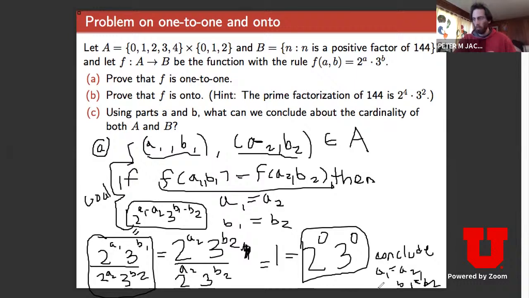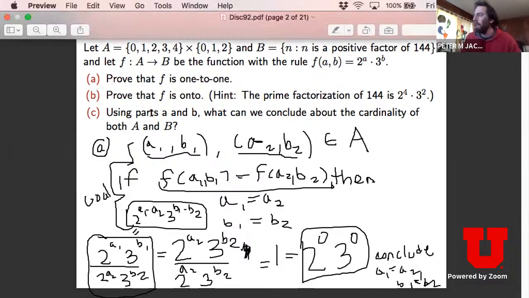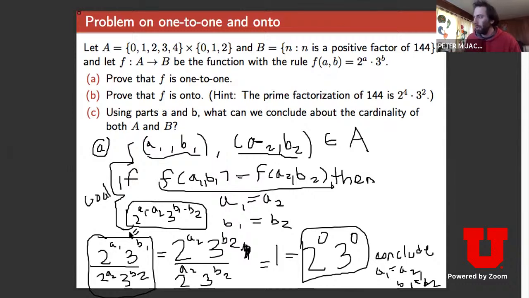Are there any confusions about part A? All right, so I guess the lesson from that one is that when you're dealing with factorizations, keep in mind that you might have to use the uniqueness of a prime factorization. So that may come up again. So just keep that in mind when you have factorization problems.